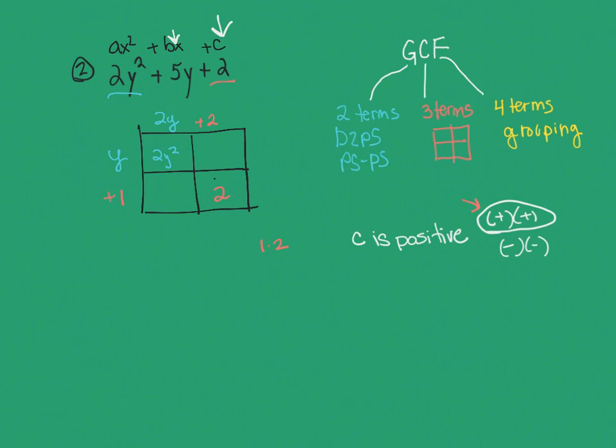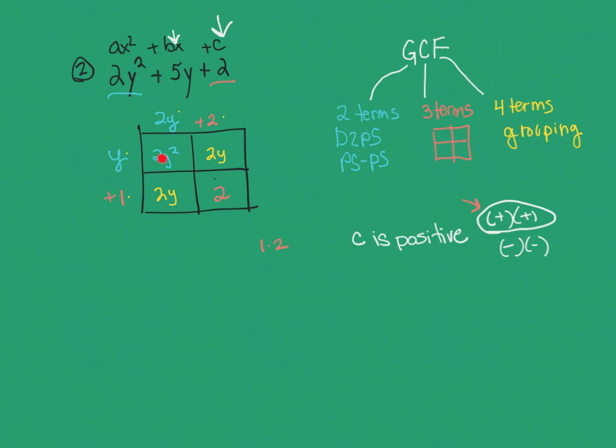So I'm going to say that when I multiply a y times a +2, that's a +2y. And if I multiply a 1 times a 2y, that is a +2y. And then I'm going to check. So this is 2y squared, that's correct. This is 2y plus 2y, which is 4y, and I need a 5y. So something is wrong here. And so this process has a little bit of trial and error to it.